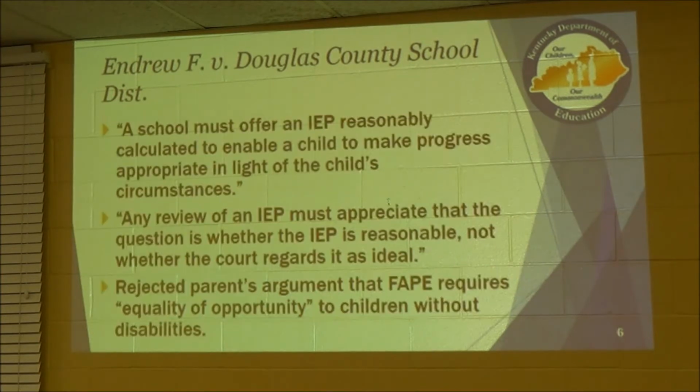So the U.S. Supreme Court took this case up, and this is language from the opinion that I think is important for us to look at. They said a school must offer an IEP reasonably calculated to enable a child to make progress appropriate in light of the child's circumstances. That's much more than that de minimis standard, slightly more than de minimis standard that was applied by the 10th Circuit.